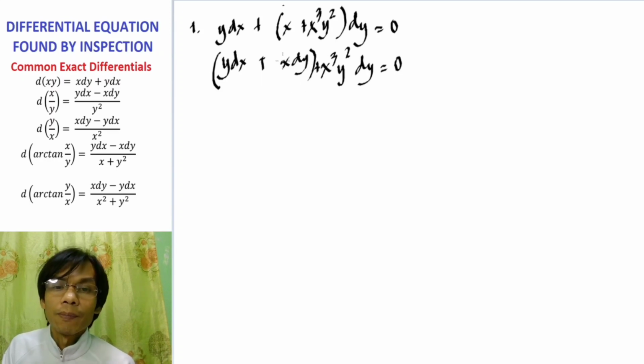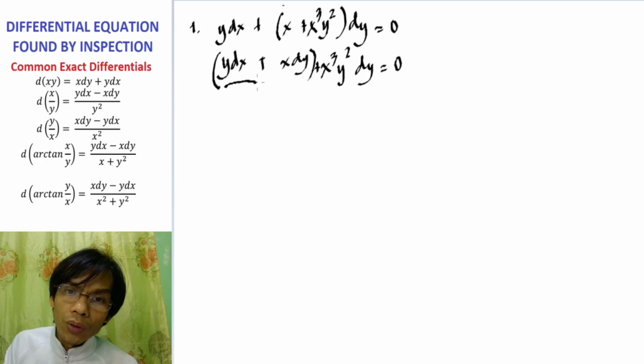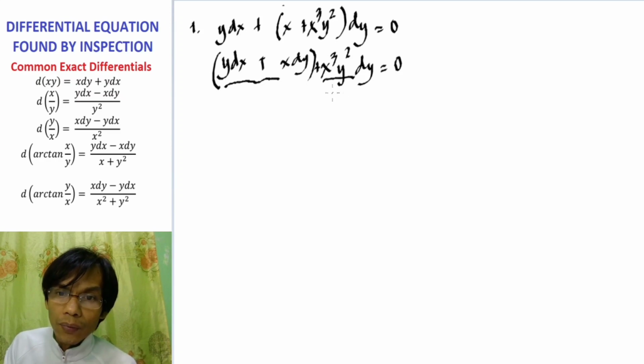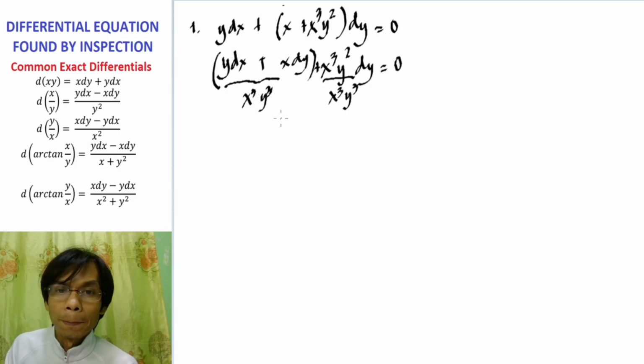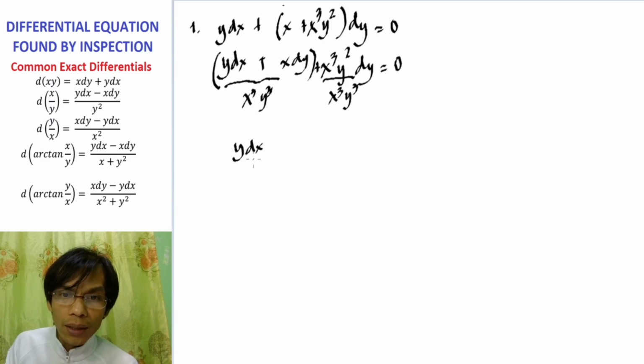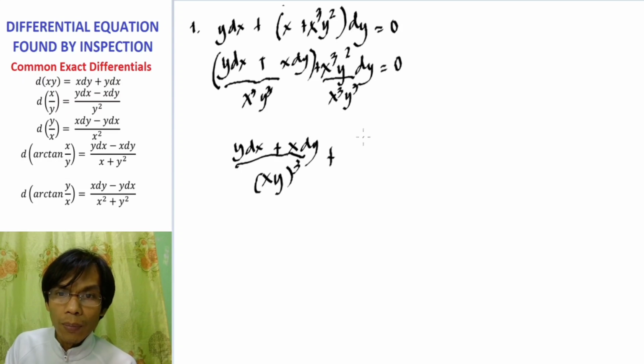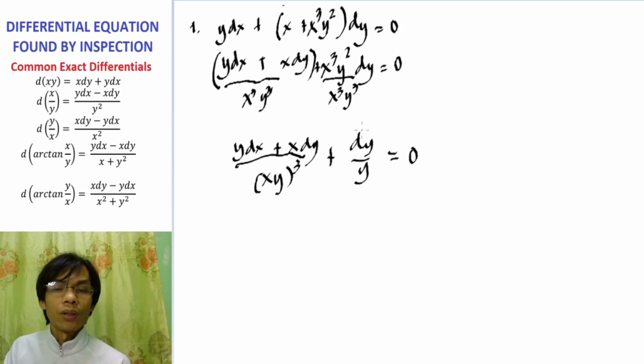and this is plus x cubed y squared dy. Now, if we try to divide by x cubed y cubed in here, and x cubed y cubed in here, what will happen? So we have (y dx plus x dy) over xy cubed plus dy over y, and that is equal to 0.